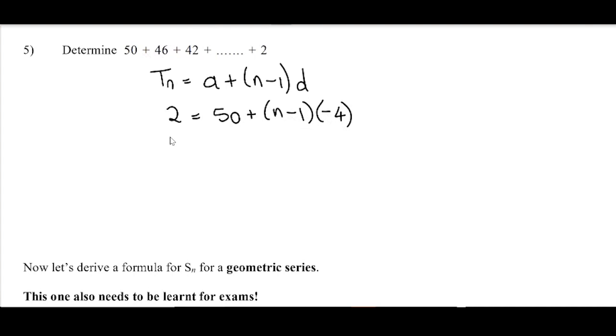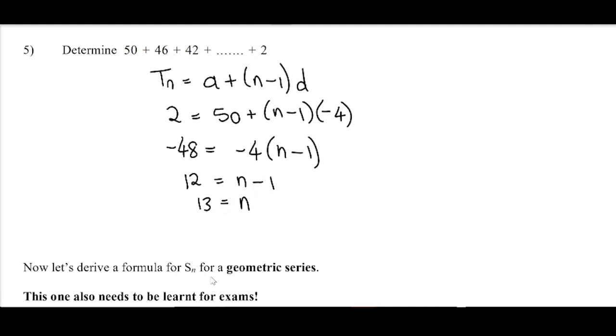We're going to subtract 50 from both sides. We get minus 4 lots of n minus 1. We've got choices now. We can either multiply out this negative 4n, or it's actually easier just to divide both sides by negative 4 at this stage, and we get 12 equals n minus 1. And now add 1 to both sides gives n equals 13.